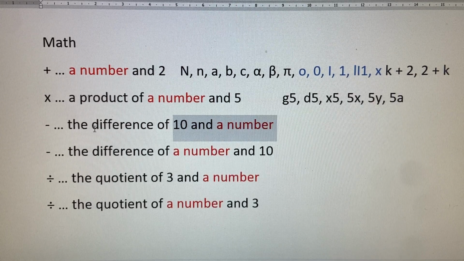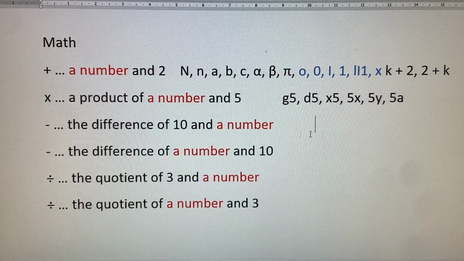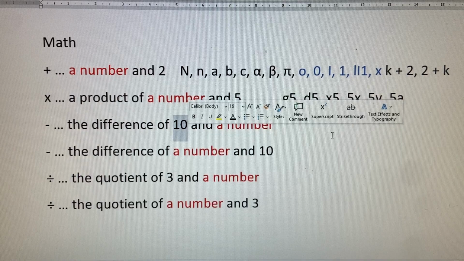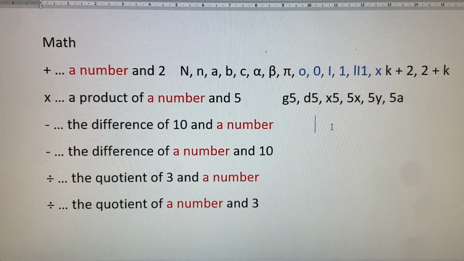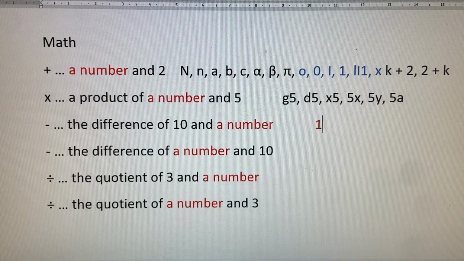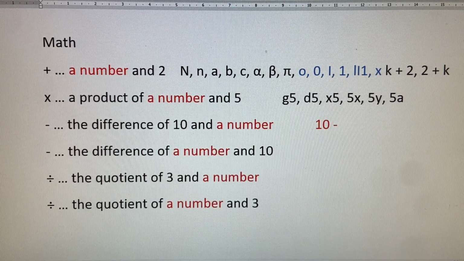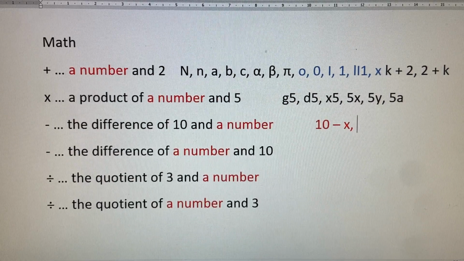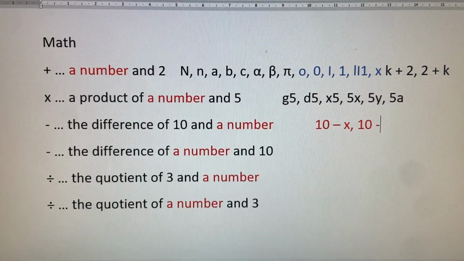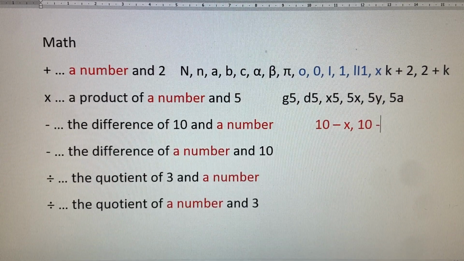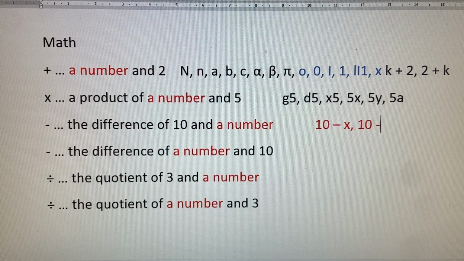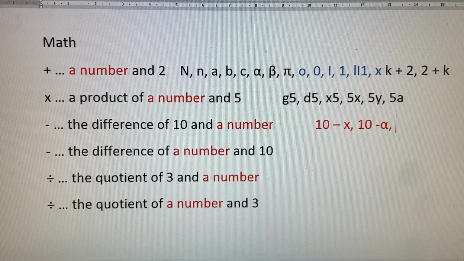So difference of means is going to be a subtraction story, so keep that one in mind. The first thing you see is the amount, 10, so that's what you write down, 10. Then the subtraction symbol, and then for a number, pick a letter, 10 minus x, that's 10, difference of 10 and the number. You can use, of course, other letters, 10 minus, I don't know, how about alpha?